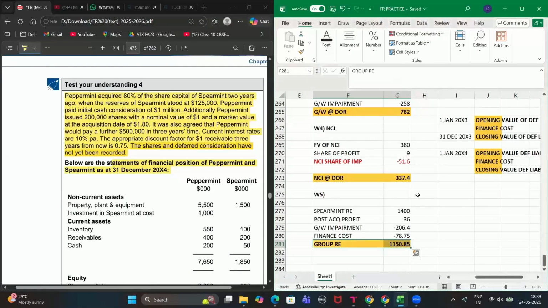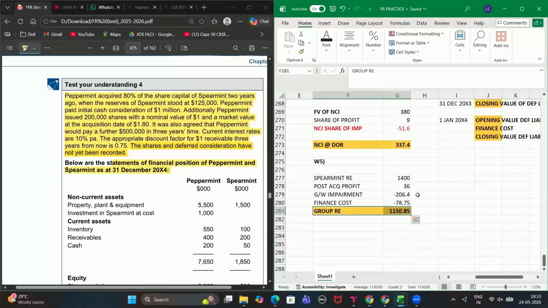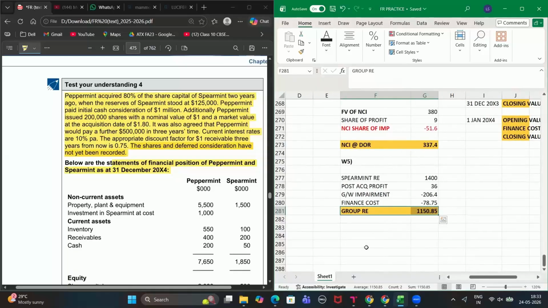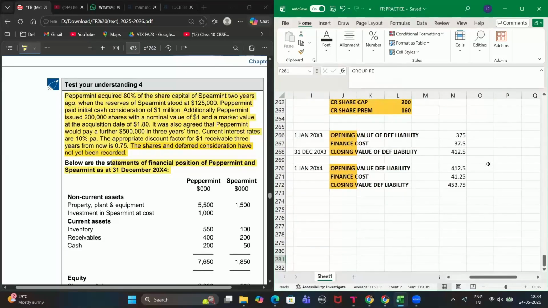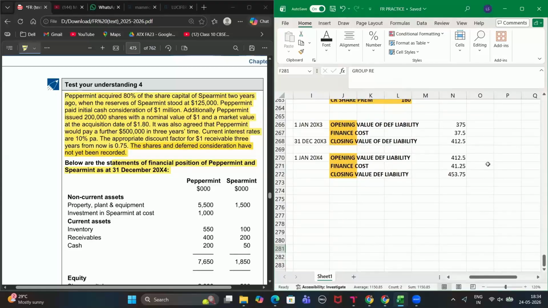Is it clear, guys? Are you having any doubts regarding this? It's clear, right? Okay. Fine. So are we done with the workings? Okay. Now, as you have told me before, tell me what will be the journal entry that has to be made?